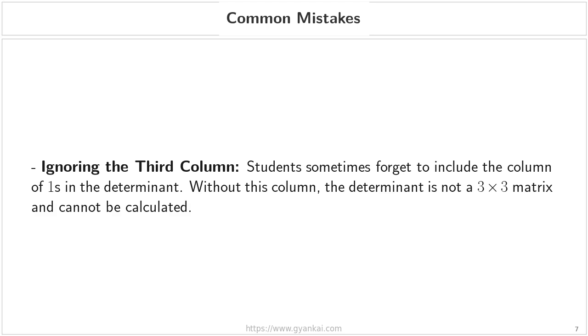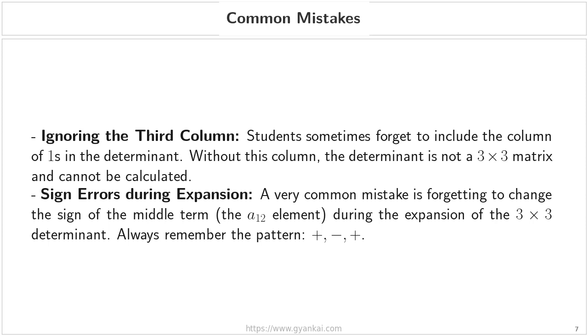First, let's talk about ignoring the third column. When you're setting up your determinant, it is very easy to get caught up in the x and y coordinates and completely forget to include that third column of ones. Remember, without that column of ones, you don't have a 3x3 matrix, and the entire method for calculating the area fails. Always double-check that your matrix is a complete 3x3 structure.